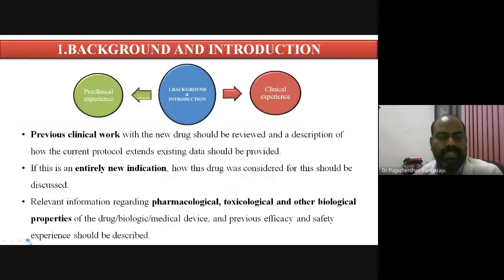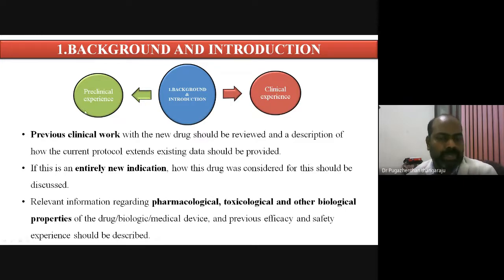So table of contents. First and foremost is the background and the introduction. Whenever you are looking into the background and introduction of any protocol, it should comprise both the preclinical exposure as well as the clinical exposure. There might be previous clinical work with a new drug, but it should be reviewed, and a description of how the current protocol extends the existing data should be provided as a preclinical experience.